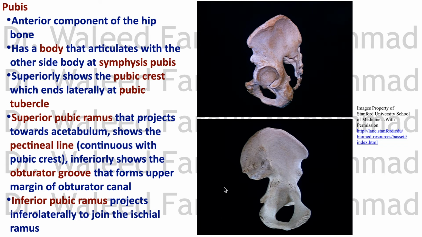Okay, so the pubic bone has a body, has a medial surface to articulate in the symphysis pubis with the other pubic bone, has a superior pubic ramus at the pubic tubercle, and an inferior pubic ramus, as you can see, that joins the ischial ramus to form the conjoined ramus.